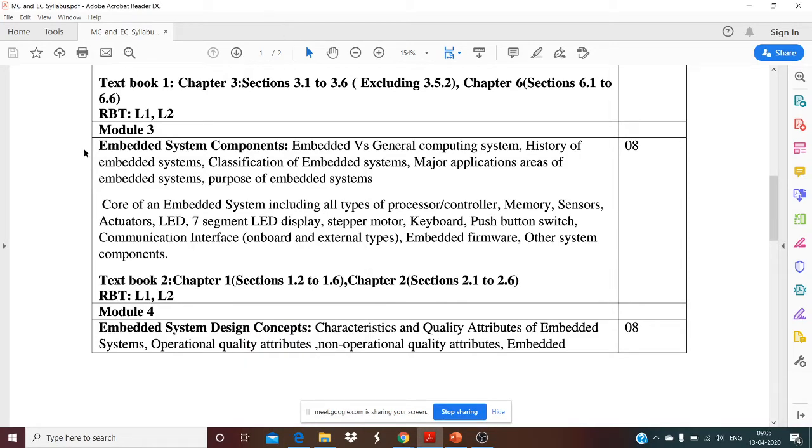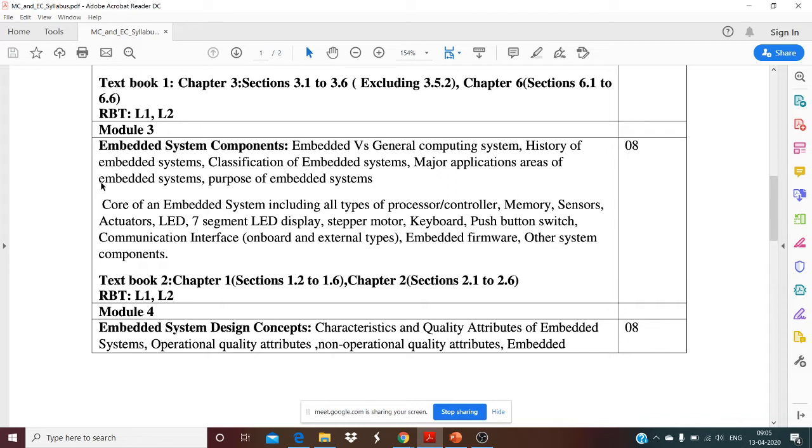Okay, so as I told, we'll start with module 3. This module deals with embedded systems. Starting from here, module 3, module 4, module 5, all of these deal with embedded systems. In this module, we'll start with the embedded system components, and the first part is more or less an introduction, and then some background of embedded systems.